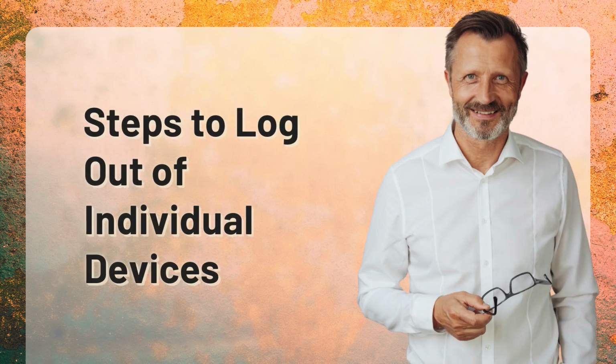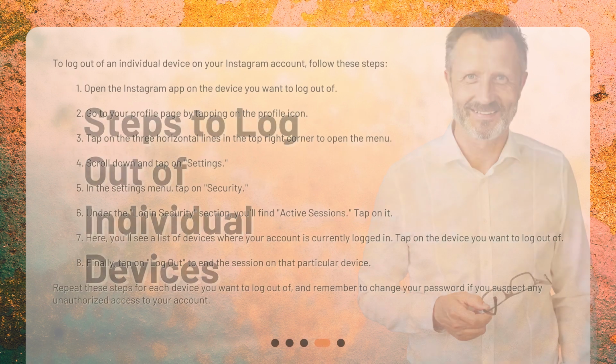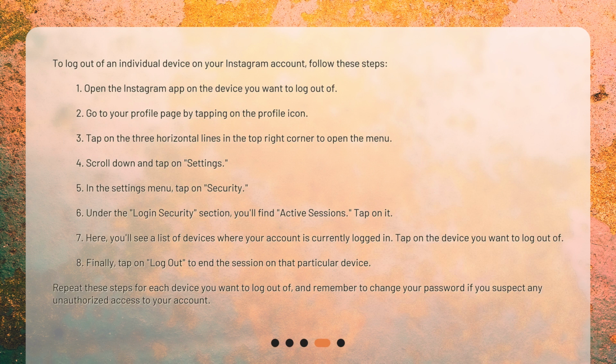Steps to log out of individual devices. To log out of an individual device on your Instagram account, follow these steps. 1. Open the Instagram app on the device you want to log out of. 2. Go to your profile page by tapping on the profile icon. 3. Tap on the 3 horizontal lines in the top right corner to open the menu. 4. Scroll down and tap on Settings. 5. In the Settings menu, tap on Security.